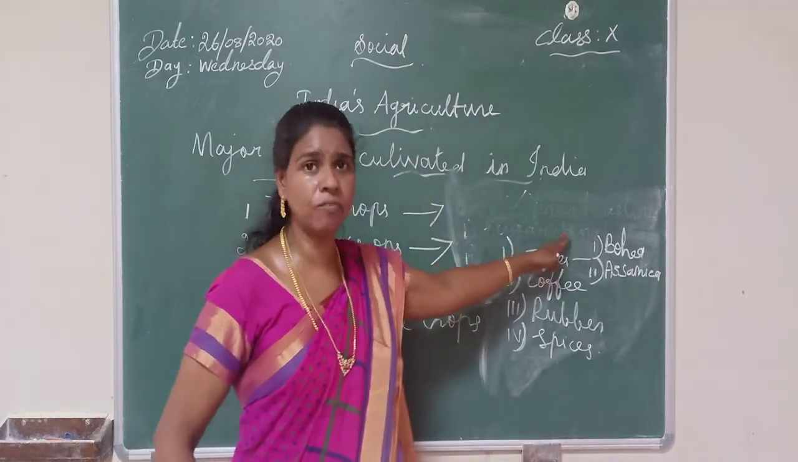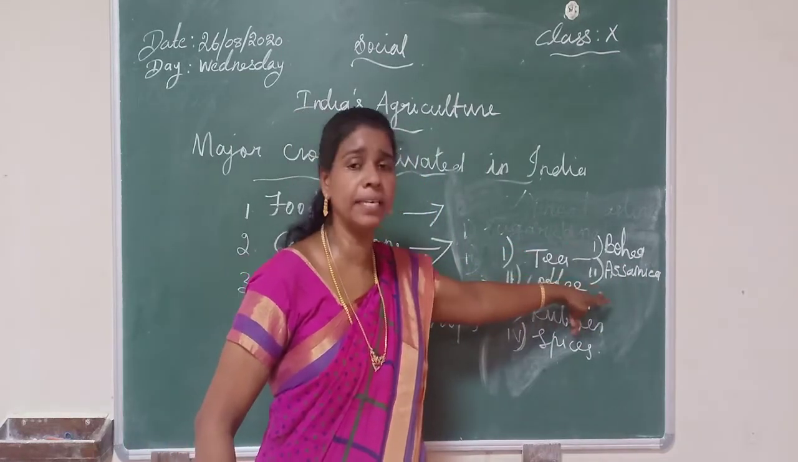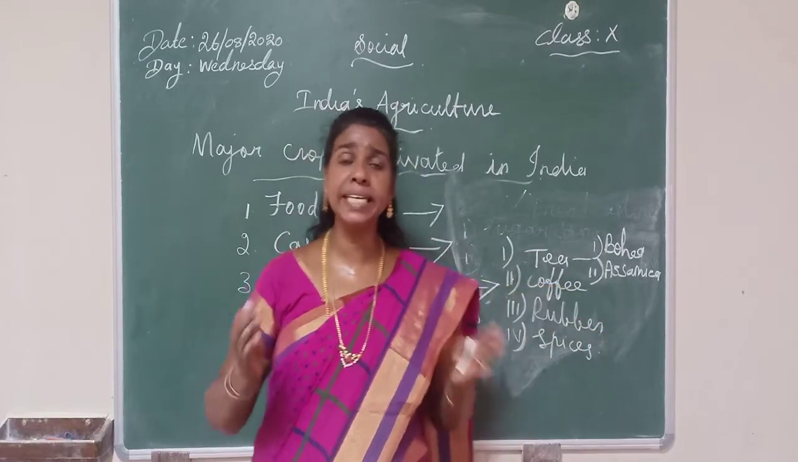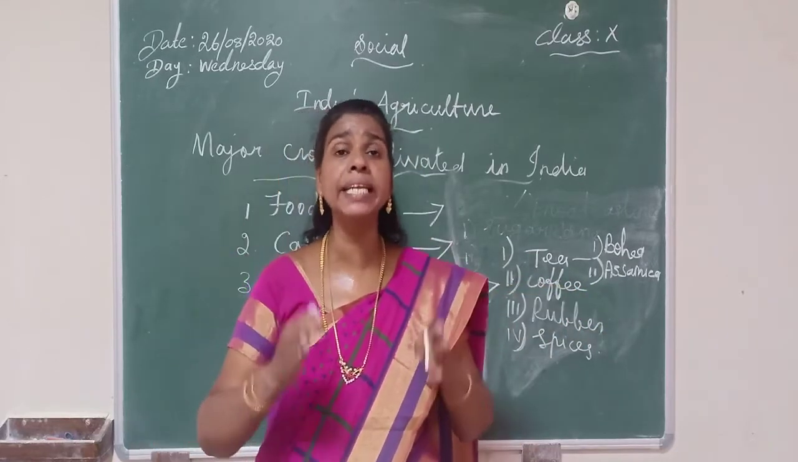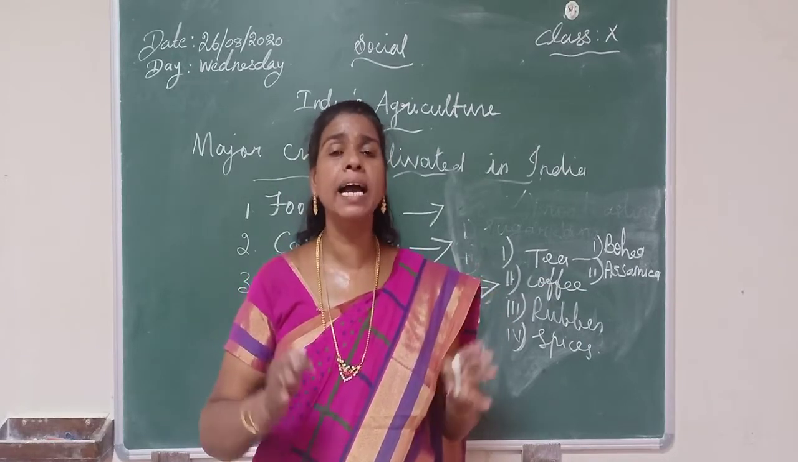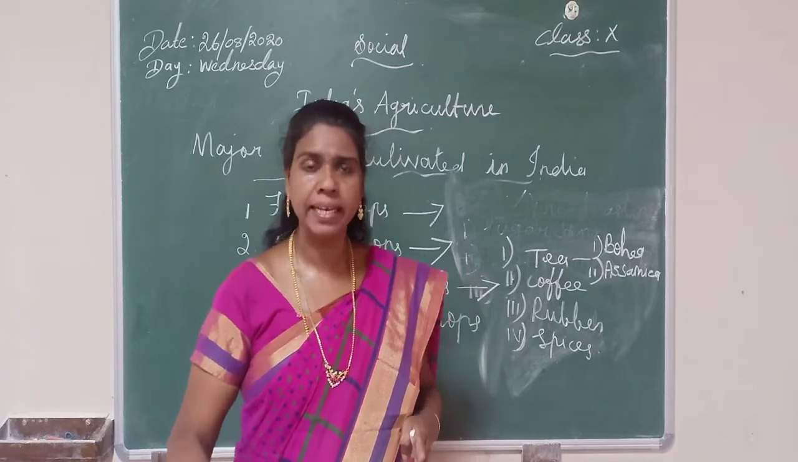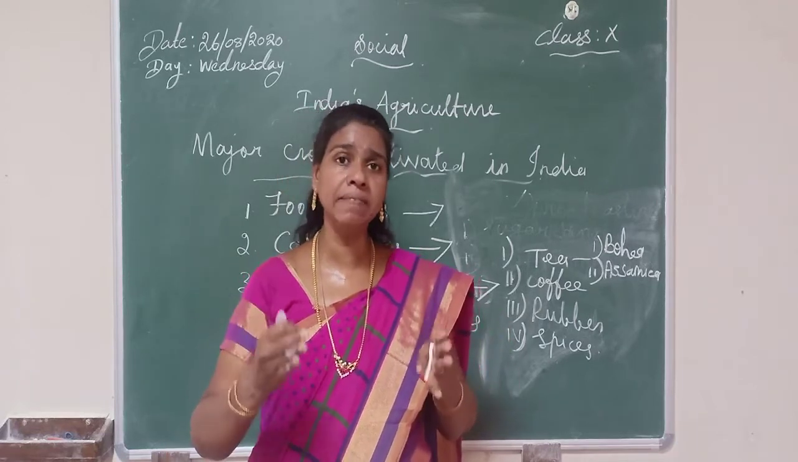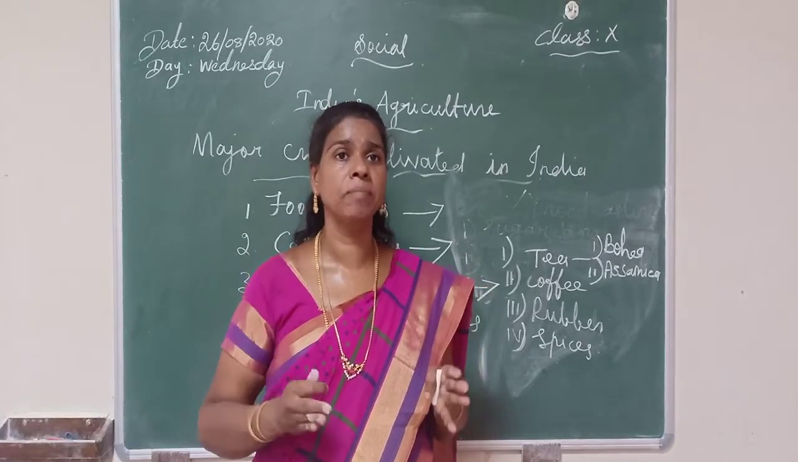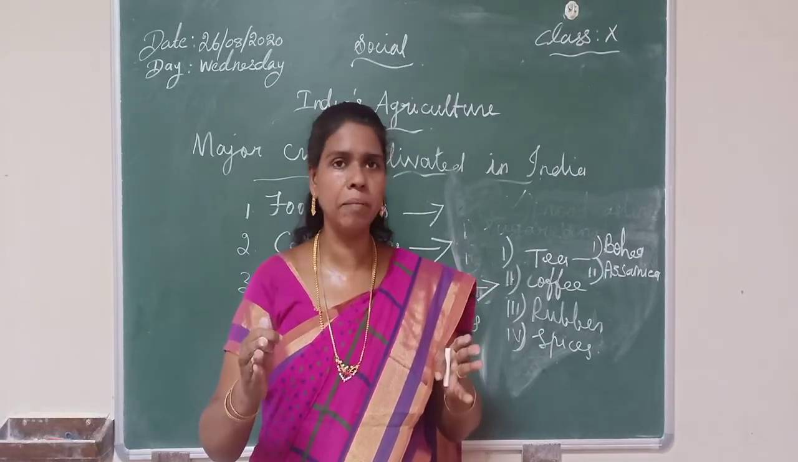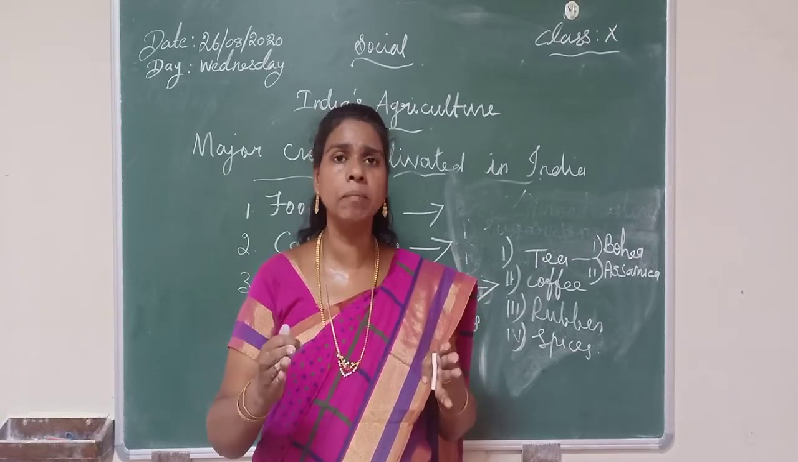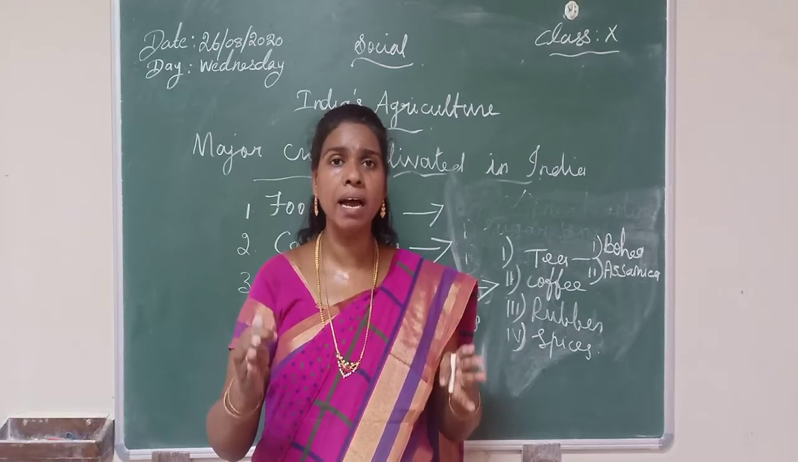Bohea originated from China and Assamica originated from India. India is the second largest tea producing country in the world after China. That means China is in the first place and India is in second place. In India, the main leading state cultivating tea is Assam, and some other states also cultivate tea, for example Tamil Nadu, Kerala and West Bengal.